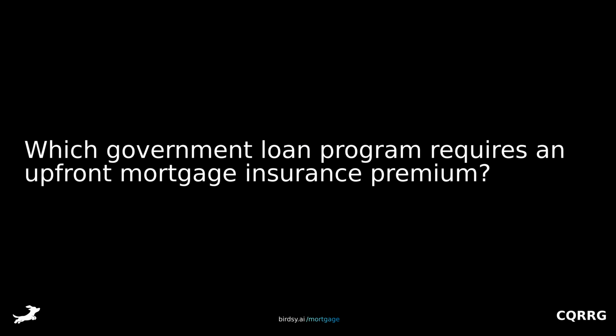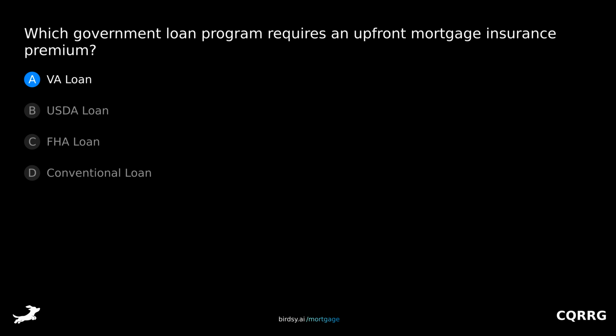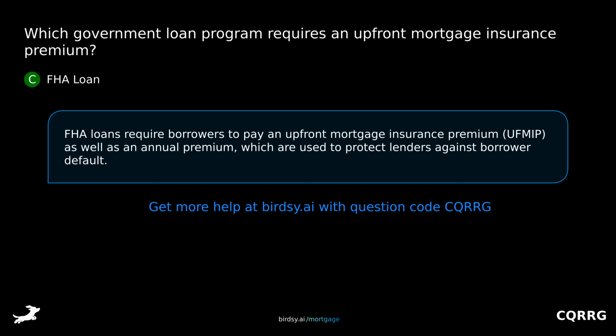Which government loan program requires an upfront mortgage insurance premium? Is it A, VA loan, B, USDA loan, C, FHA loan, or D, conventional loan? The answer is C, FHA loan. FHA loans require borrowers to pay an upfront mortgage insurance premium as well as an annual premium, which are used to protect lenders against borrower default.